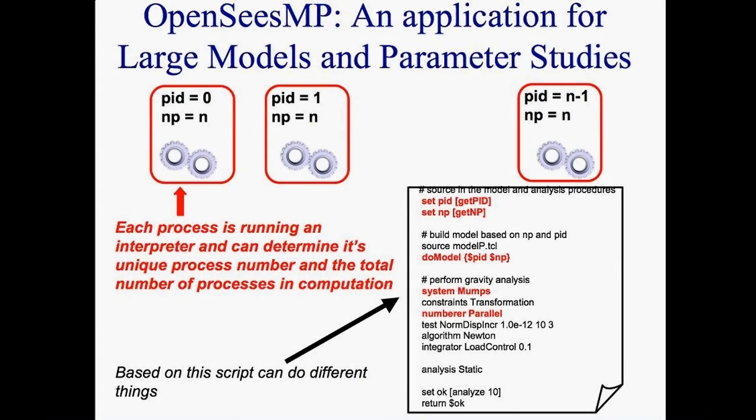So the other application, OpenSeesMP. Again, this is for both large models and parameter studies. So what OpenSeesMP is basically, we have an interpreter running on every single process. And that interpreter is able to determine basically a unique process ID and also the total number of processes that are in the communication. And based on that information, it's able to do stuff. Okay?